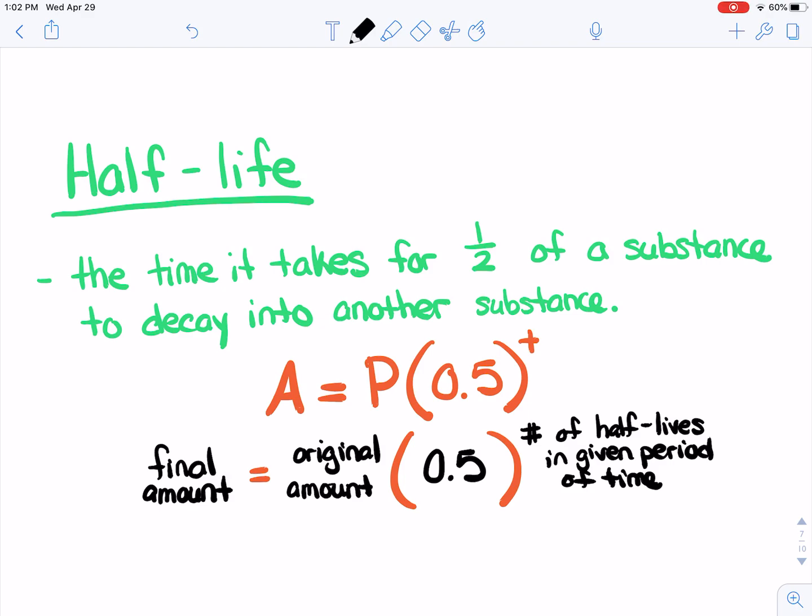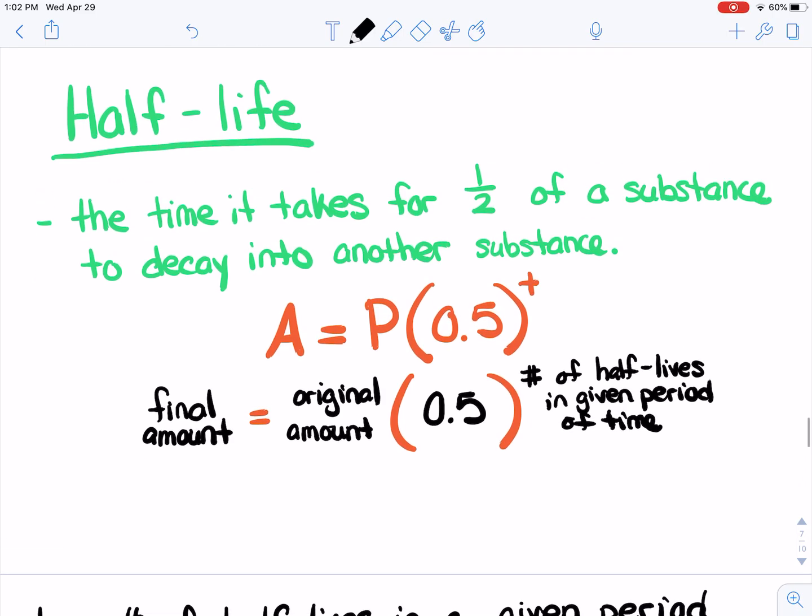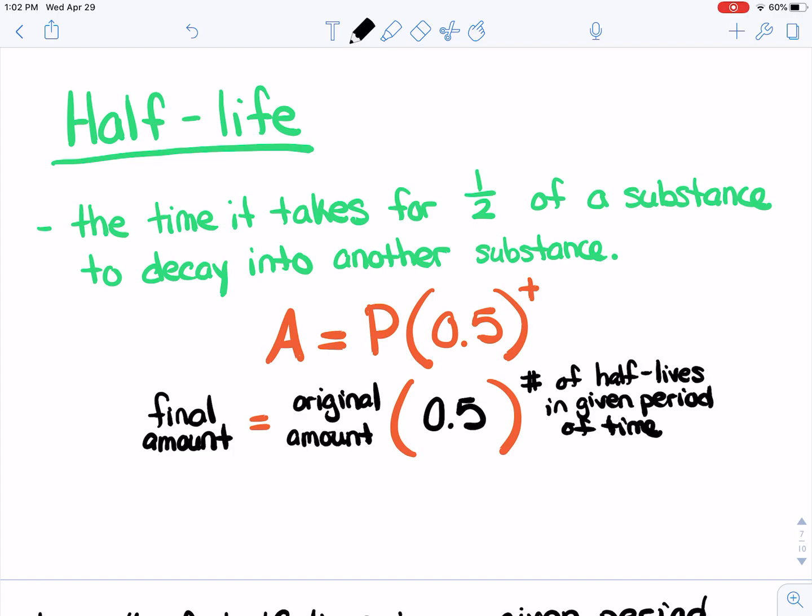So a half-life is basically when, if I took water, after a certain amount of time half of that water is gone. What would make water disappear would be the fact that it evaporated into the air. Different chemicals decay for different reasons, and I'm not going to go into that because I'm not a science teacher. But that's what a half-life is. It's always being cut in half, hence the name half-life. So the formula here is A equals P times 0.5 raised to the power of t.